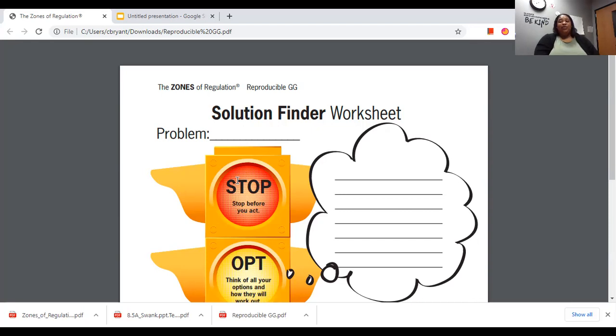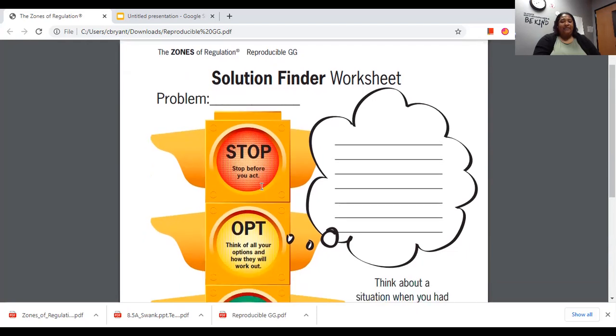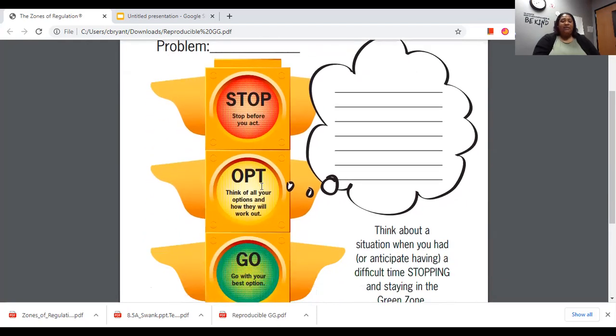Okay, so let's think about the red part in our stop, opt, and go. Red, we're going to stop before you act. What zone are you in if you just lost the game? Okay, next we're going to move down to yellow. What are some options we have to help us solve the problem? We lost the game. We're really upset, mad and angry. What can we do to work this problem out? Think of all your options and how they will work out.